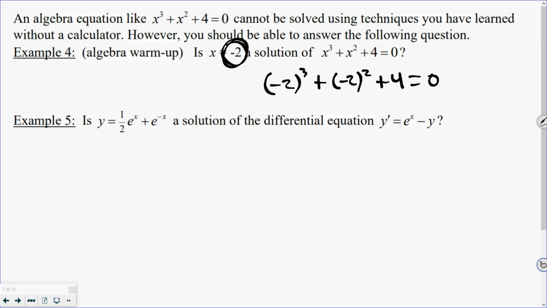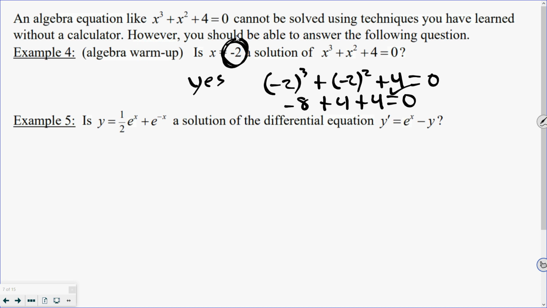Like, does it make the equation work? Does it make it true? So this would be -8 plus 4 plus 4 equals 0. Okay, that's true, right? That does come out to equal 0. So we would say, is it a solution? Yes. Okay, so this next one, it's a little bit different.